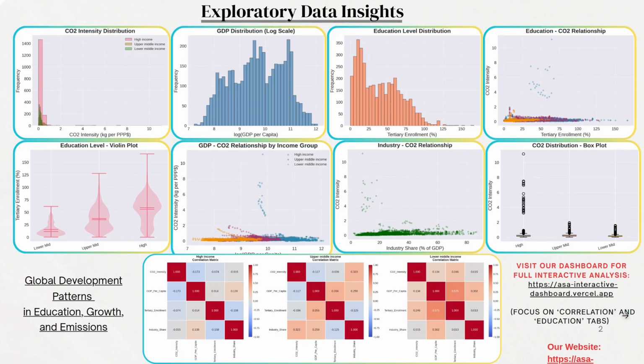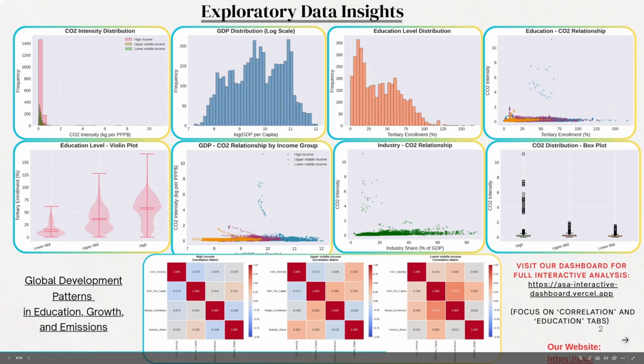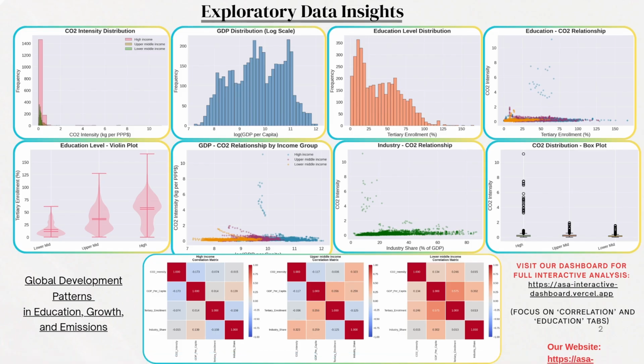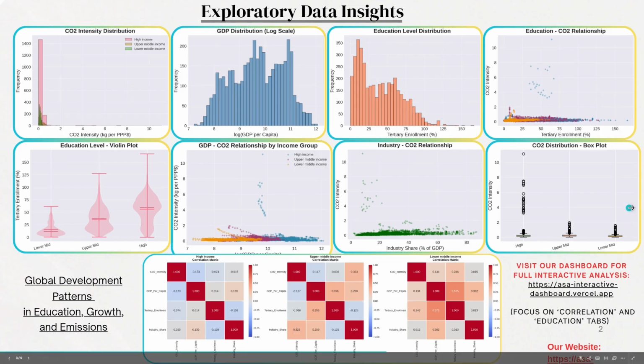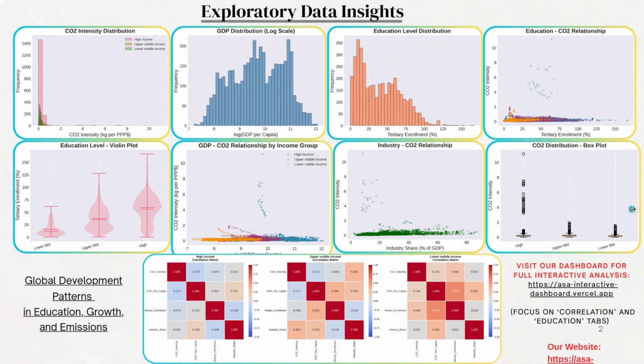This slide shows our exploratory data analysis, the step where we examine global development patterns before moving to econometric modeling. We use data from 152 countries between 2000 and 2023 to understand how education, GDP, and carbon dioxide intensity behave across different income levels.